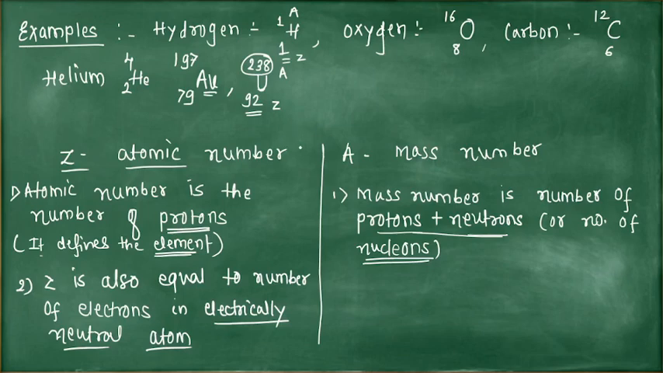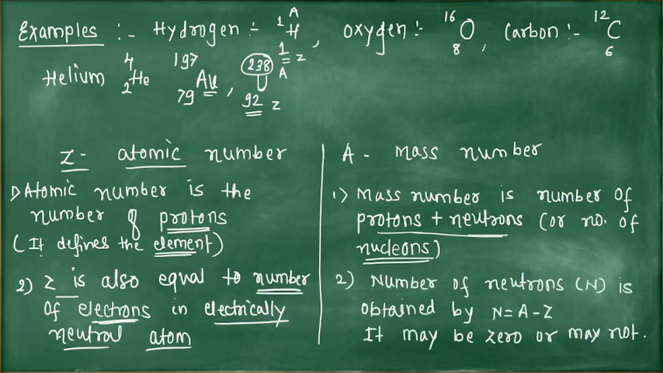It becomes a positive ion. So in an electrically neutral atom, Z also indicates the number of electrons. But the definition of Z is the number of protons, because in an electrically neutral atom, Z is also equal to the number of electrons.